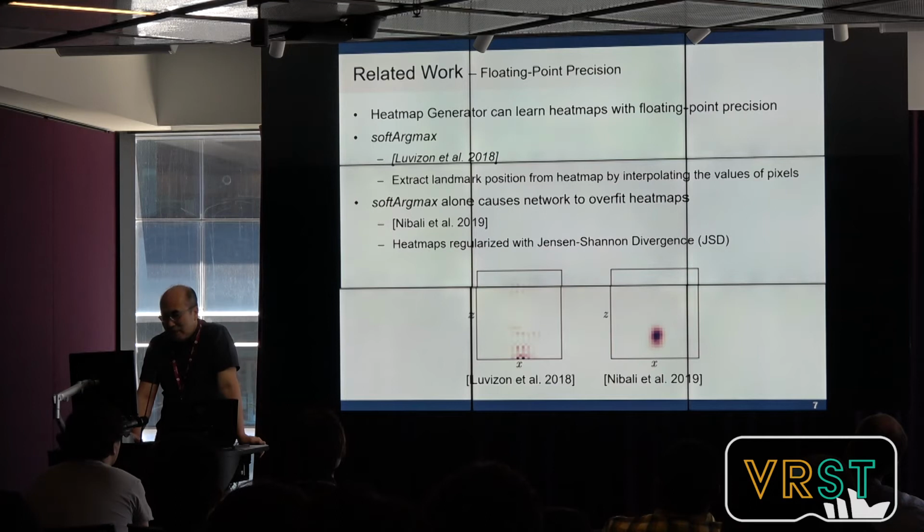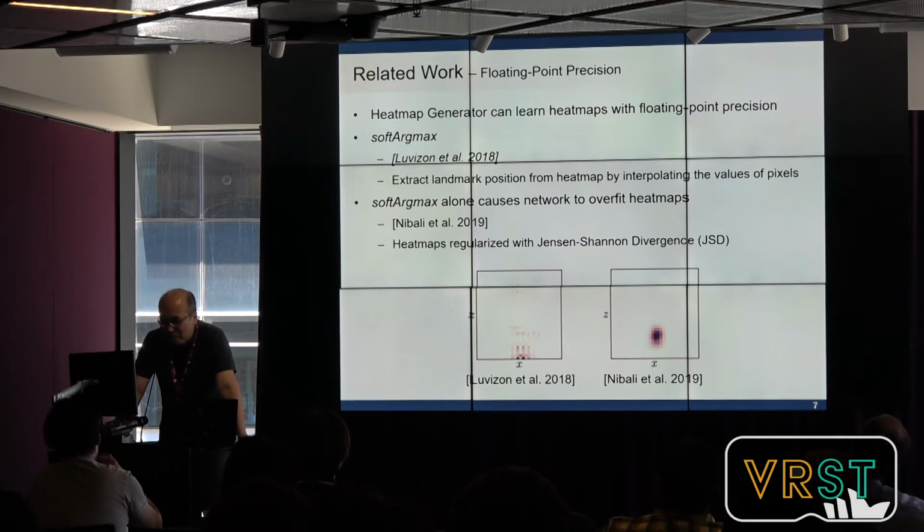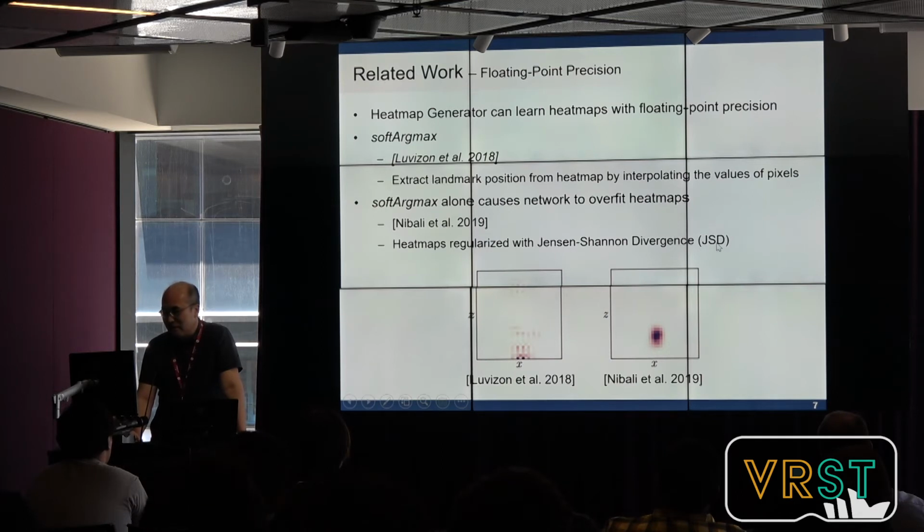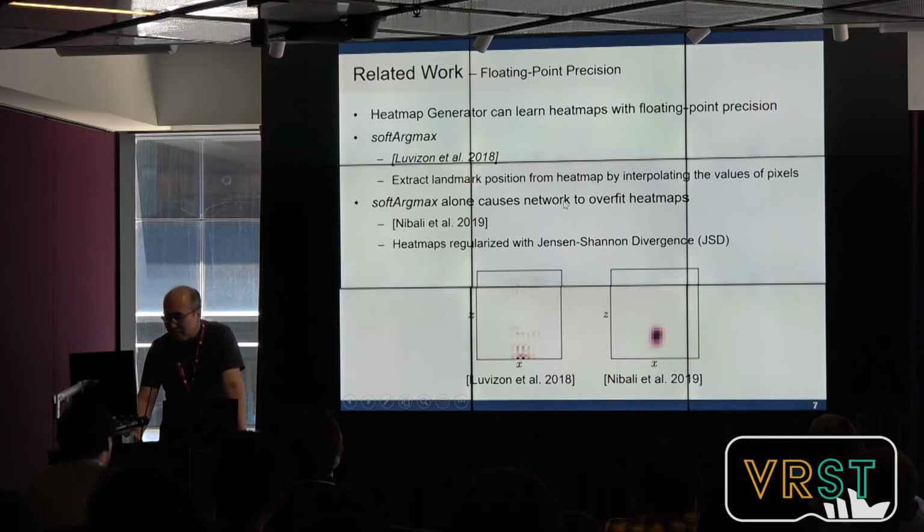And also, if we simply use soft argmax alone, we may have some overfitting of the network. Then this JSD, a divergence loss, has been used for regularizing the heat map. Here you can see that without this JSD regularization, the heat map is noisy and has some overfitting. By imposing this divergence loss, we have a constrained heat map distribution.